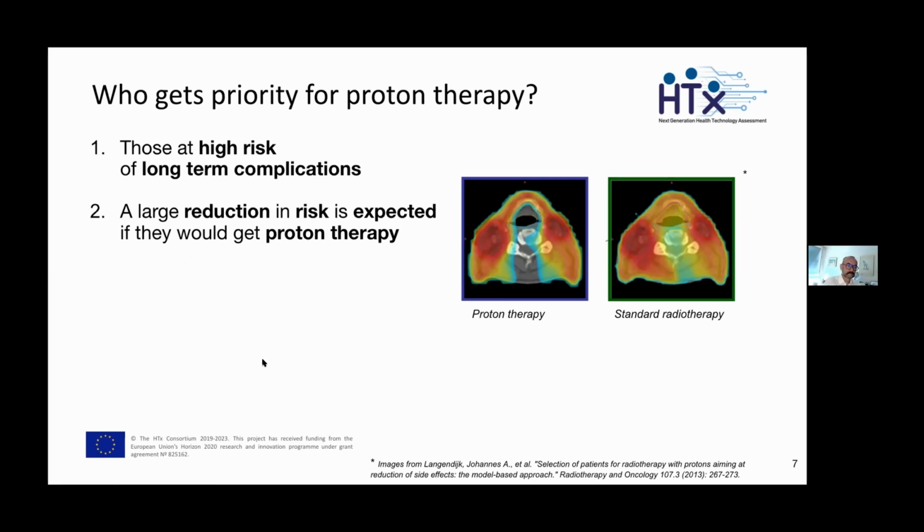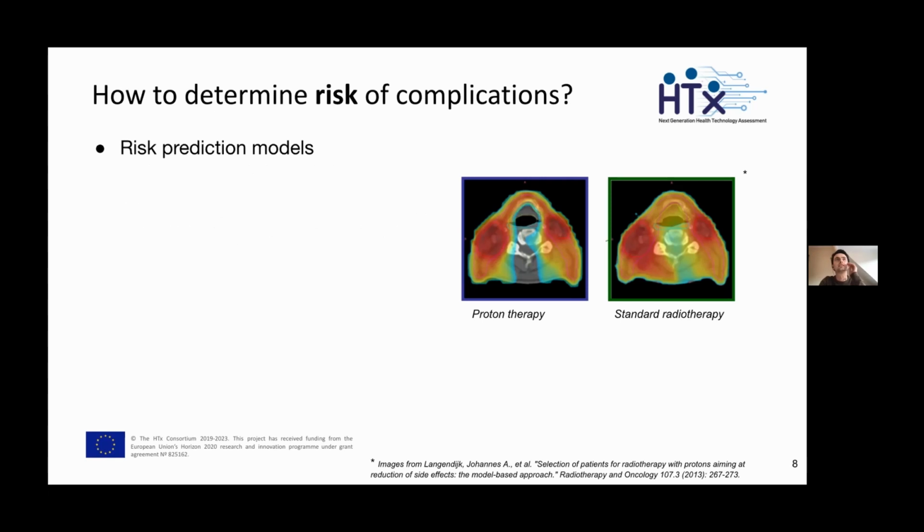Yeah, and as you can see, in these criteria there's a large emphasis on the risk of complications, an estimated risk of complications. And that's also what our research is about in HTX. So how do you estimate that risk reliably? That's done with prediction models.